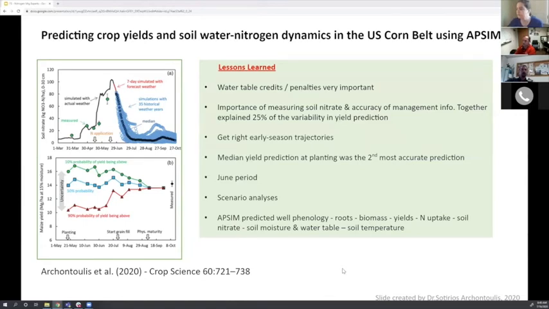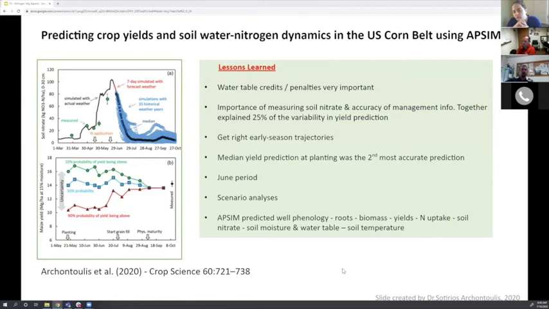Next lesson was about the prediction time. That was a surprise to us. We were expecting yield prediction accuracy to go up as we move through the season, but that was not the case. We found that the prediction at planting was the second most accurate after the prediction at harvest time, where we had all the weather.